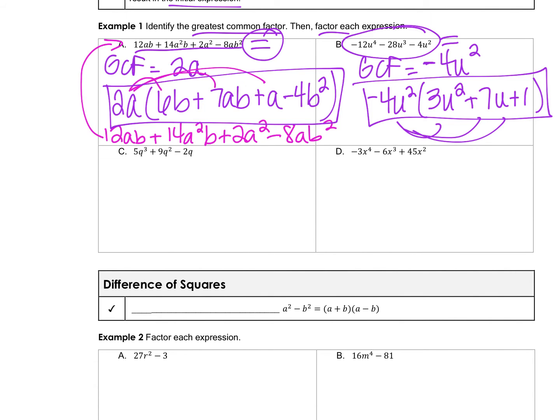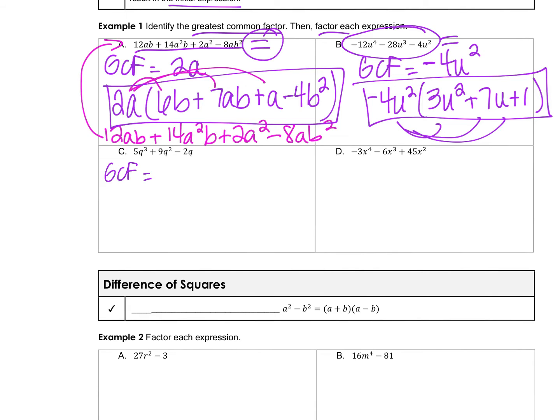So part C, I'm going to do the same thing. I'm going to find the greatest common factor. So 5, 9, 2, notice the only thing that would go into all three of them would be a 1. So that's really not necessary if we take a 1 out of it. It gives us the same thing.